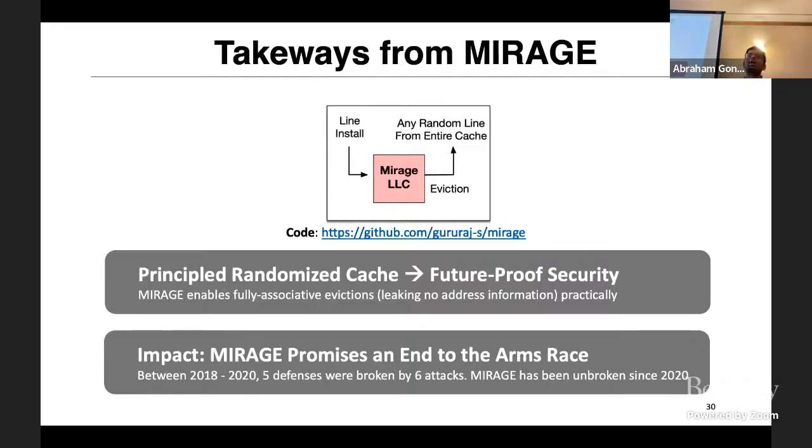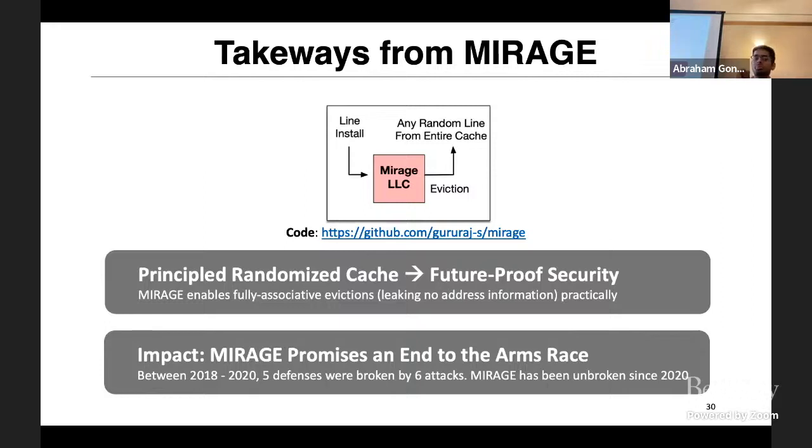So the argument is twofold, right? I think just using randomization is not enough. So for example, prior works randomize it, but the root cause still existed, right? Like the root cause was set conflicts. And even if your set conflicts are occurring, but it's occurring in an obfuscated manner, you're going to leak information. The takeaway from this work is that if you want to eliminate set conflict-based attacks, you need to eliminate set conflicts, right?